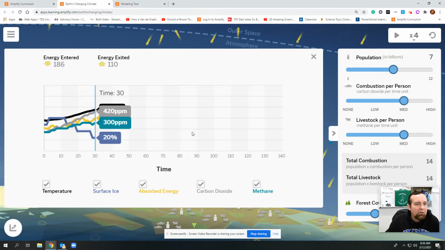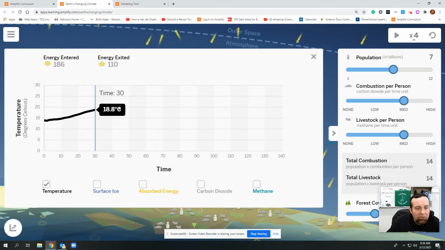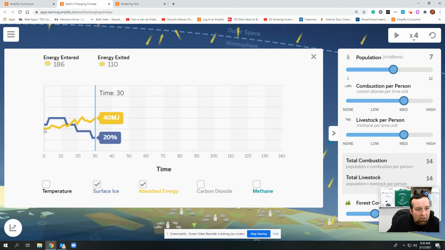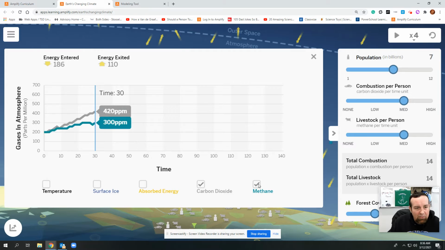Okay, here we are. So let's take it one by one. That'll make it easier to see. So we see an increase in temperature, a drastic decrease in surface size. We see an upward trend in energy entering versus exiting. In other words, energy absorbed. We can see that up here. We've got 186 units of energy entering and 110 leaving. Carbon dioxide, it's shooting right up, and methane is slowly rising. We're at 200, it's already 50% more at 300 parts.